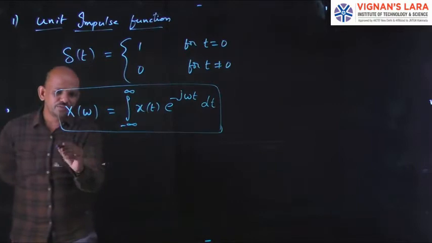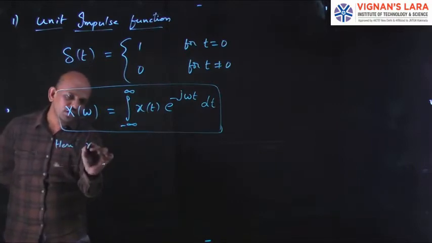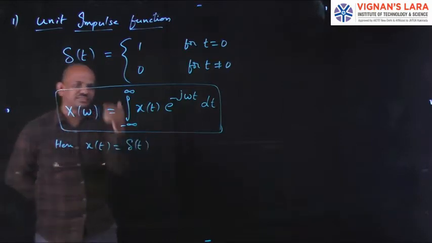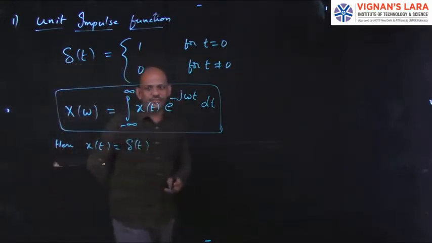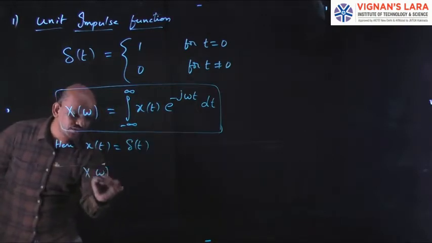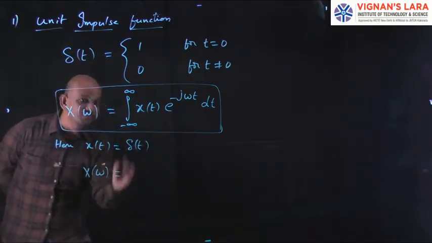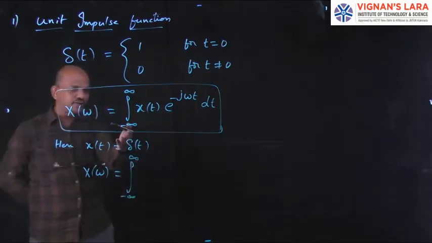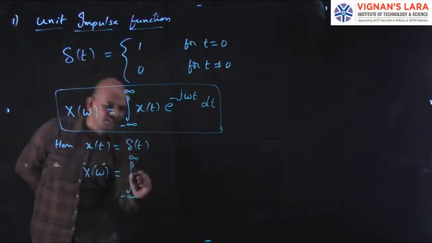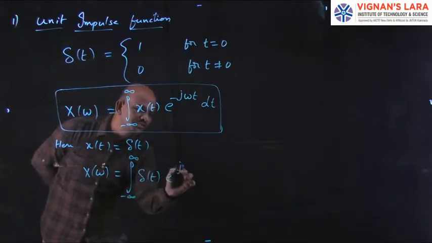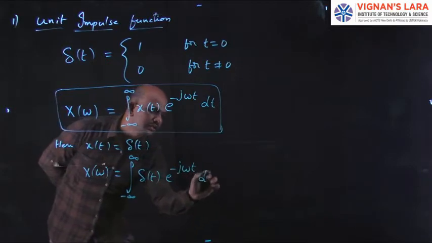So x of t is nothing but del of t. The given signal is the unit impulse function, so I have to find its Fourier transform. X of omega, the Fourier transform of this function, will be equal to the integral from minus infinity to infinity. Now the function is the unit impulse function, so in place of x of t I have to write del of t e power minus j omega t dt.